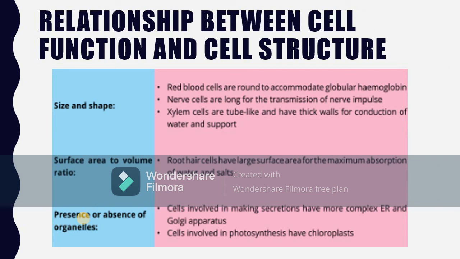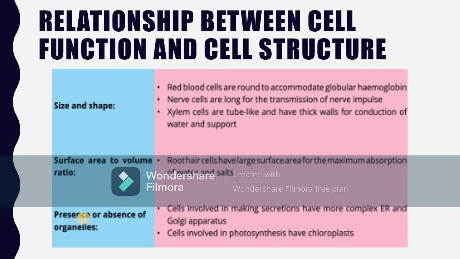Then what is the relationship between cell function and cell structure? For example, if we talk about size and shape, red blood cells are round to accommodate the globular hemoglobin. Nerve cells are long for the transmission of nerve impulses. Xylem cells are tube-like and have thick walls for the conduction of water and support. Then surface area: root hair cells have a large surface area for the maximum absorption of water and salts.